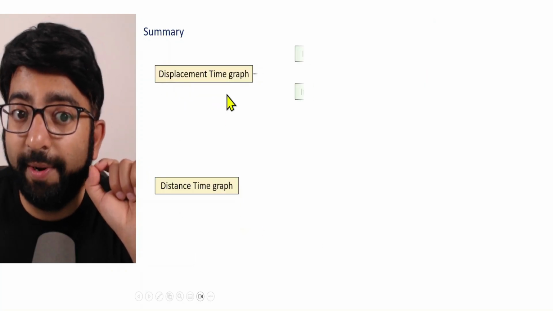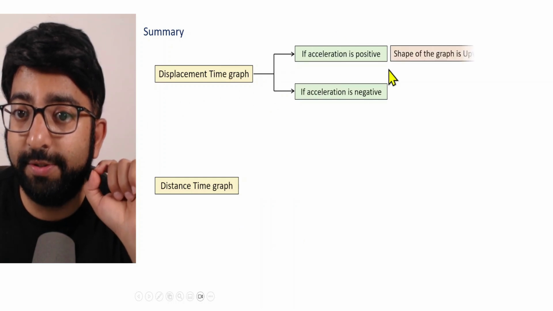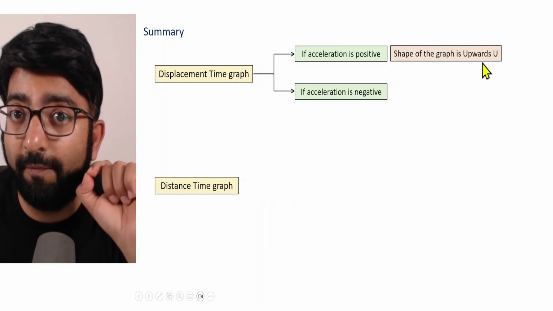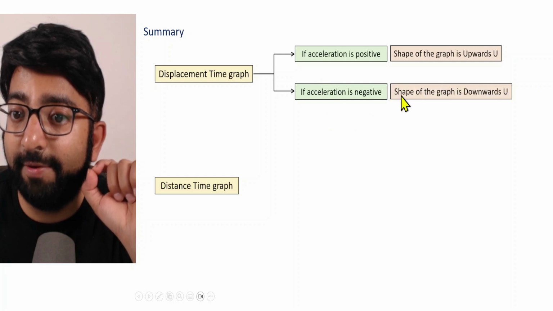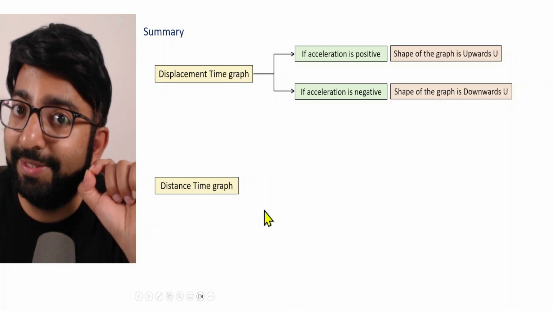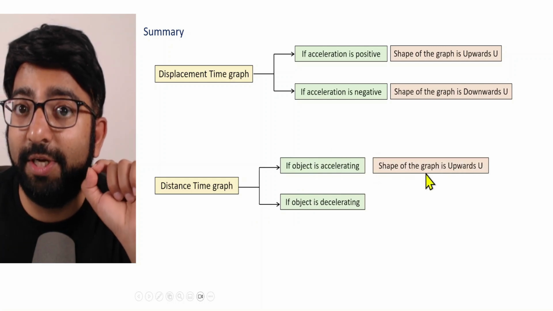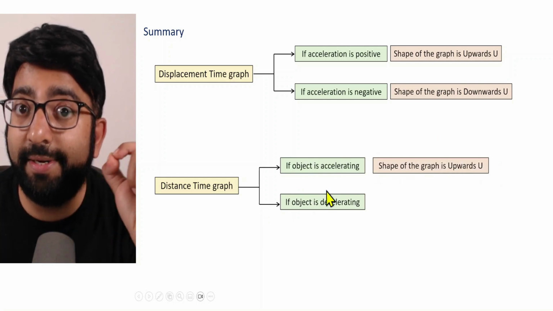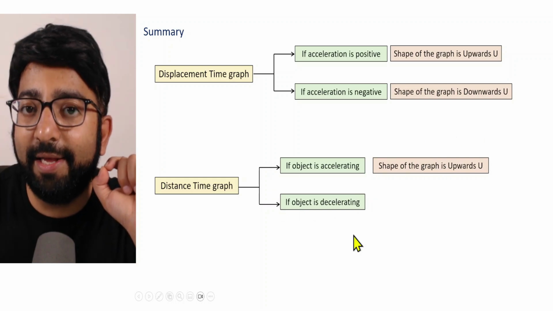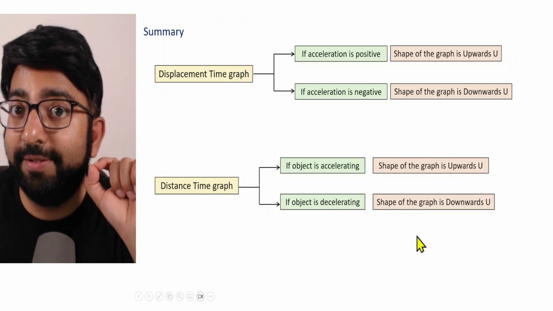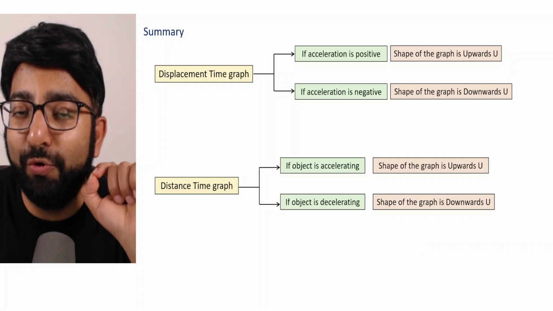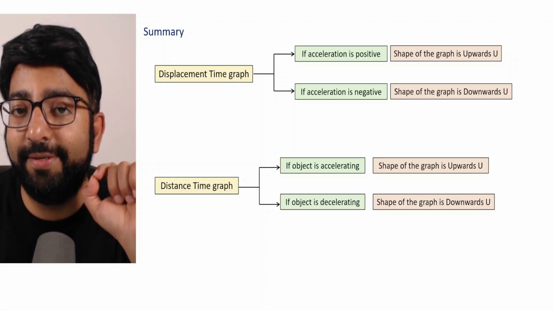If we have a displacement time graph, the acceleration is positive when the shape of the graph is upwards U. Acceleration is negative when the shape is downwards U. For a distance time graph, the shortcut is if the object is accelerating, then the shape is upwards U. And if the object is decelerating, which is negative acceleration, then the shape is a downwards U. And please do remember these shortcuts while solving the exam questions.